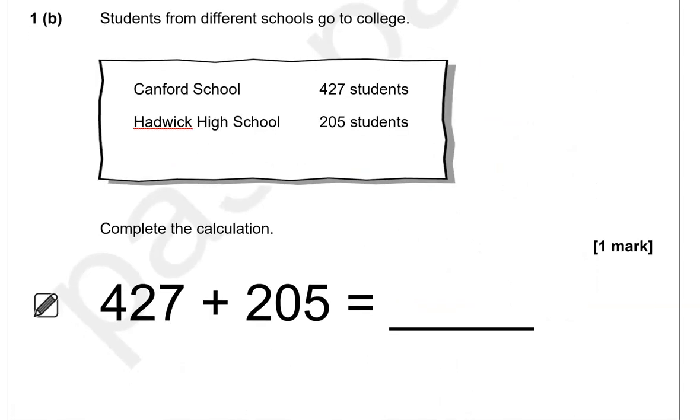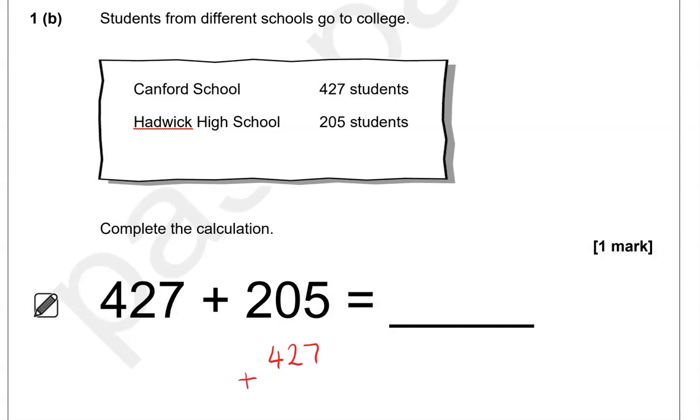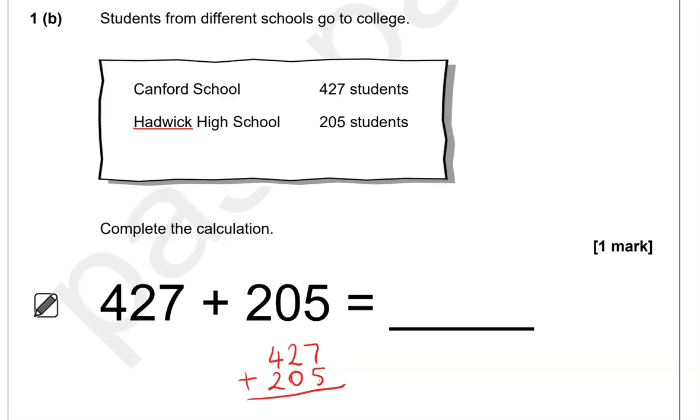Students from different schools go to college. Complete the calculation. 427 plus 205 equals what? So we're going to do this step by step. 427 add 205. 7 and 5, that is 12. So we're going to put the 2 down and the 1 is carried over. 1 and 2 is 3, and the 0, that is still 3. Now 4 and 2 is 6, so that is 632.